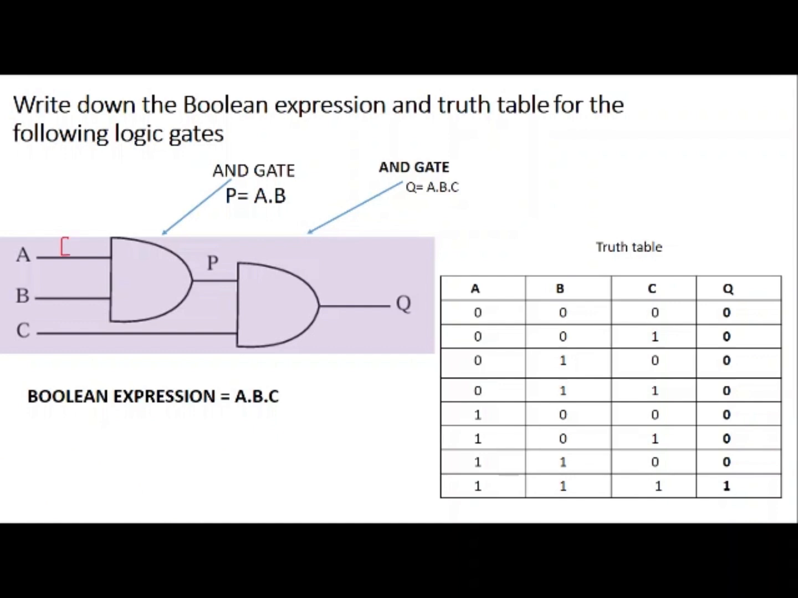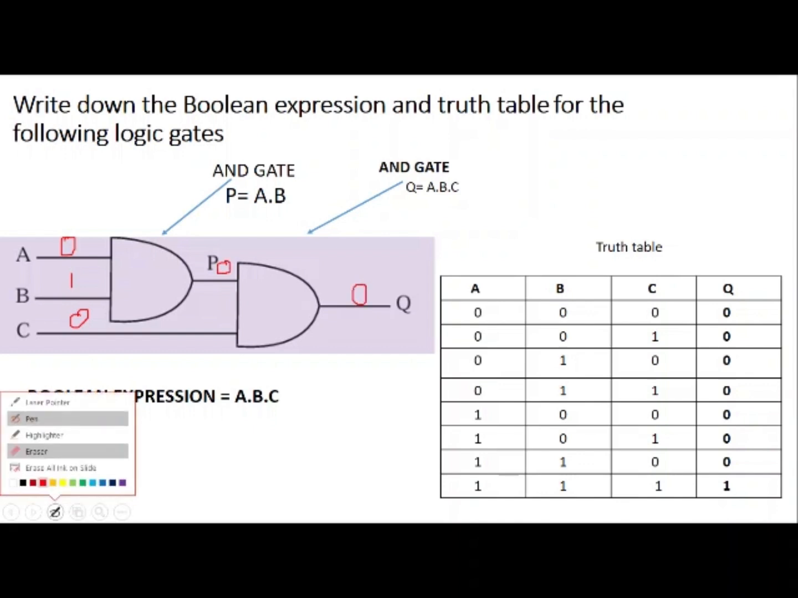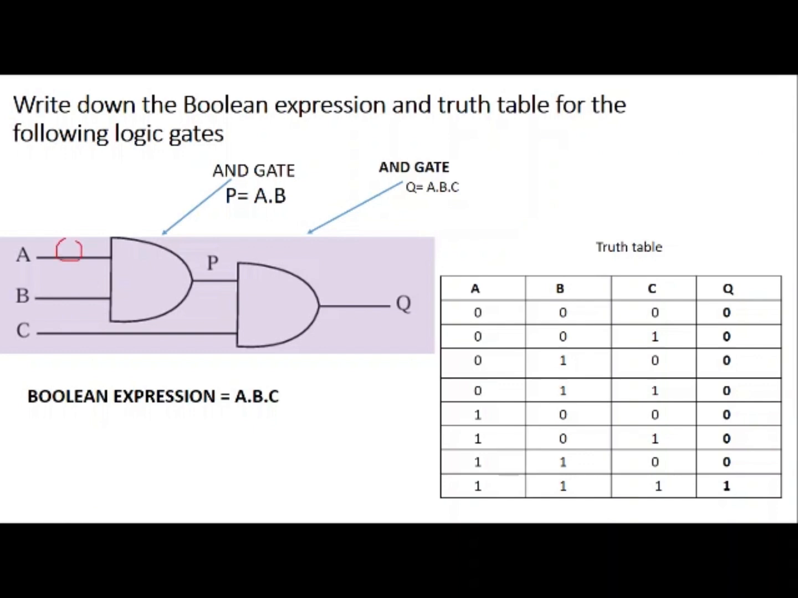Next, A is 0, B is 1 and C is 0. That 0, 0 would result in 0. 0, 0 would result in 0. So the third value is also 0. Next is 0, 1 and 1. 0, 1 would result in 0. P would be 0. Then 0, 1 would result in 0 also. That would be the fourth value.